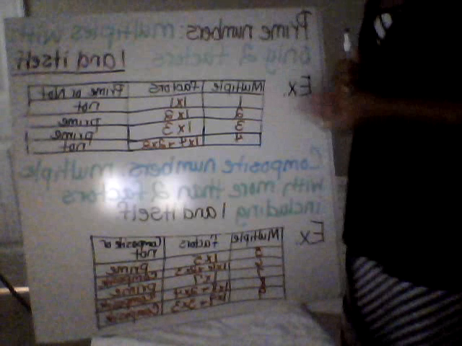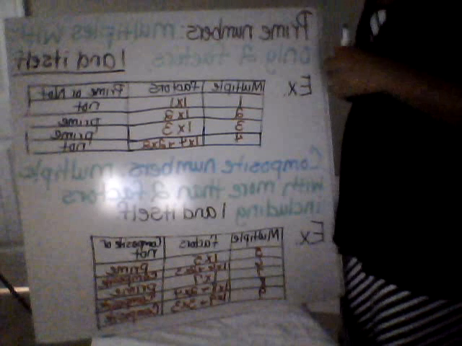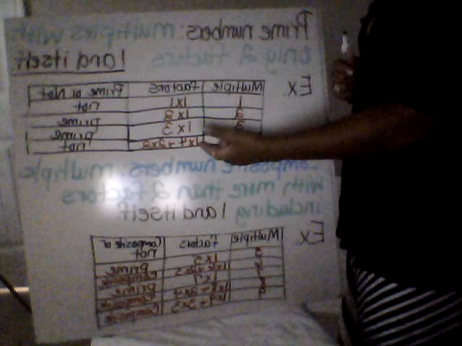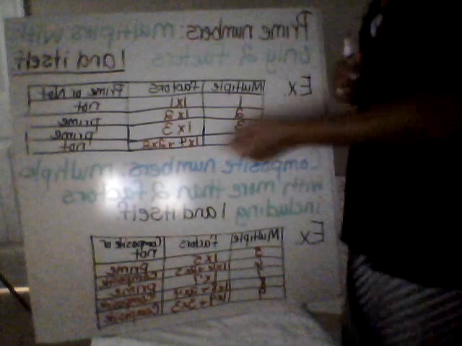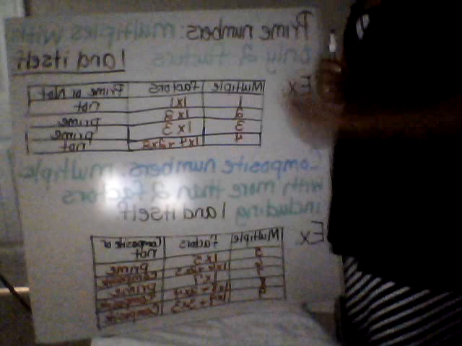3, this multiple 3, the only way to make 3 is to do 1 times 3. Okay? And 1 times 3 are the only two factors that can make 3, so 3 would be a prime number. The multiple 4. Well, the only way to get a multiple of 4 is to multiply 1 times 4 or 2 times 2. So if I count those factors, I can count 1 as a factor of 4, 4 as a factor of 4, and 2 as a factor of 4. So I have 3 factors that can make 4. So 4 would not be a prime number because it has more than 2 factors. Remember, a prime number has exactly 2 factors.